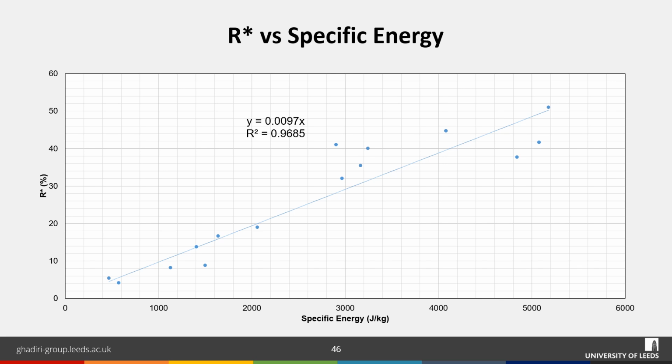The input mechanical energy for the experiments performed was calculated, and the relationship between the R star and the specific input energy is drawn in this plot. We can see that a reasonably good fit is obtained from linear regression, indicating that the extent of particle breakage is in fact proportional to the expended input energy.